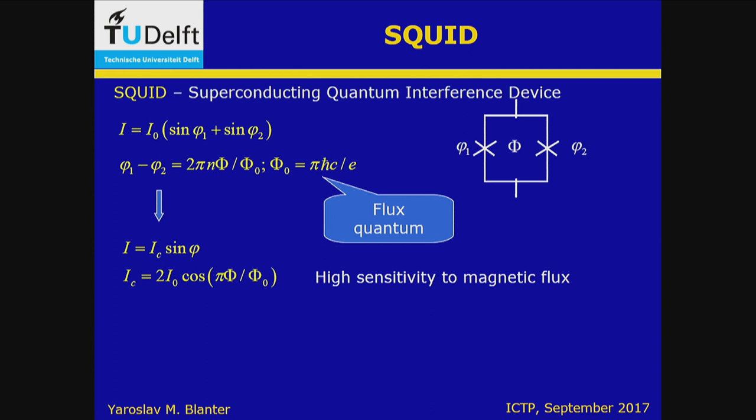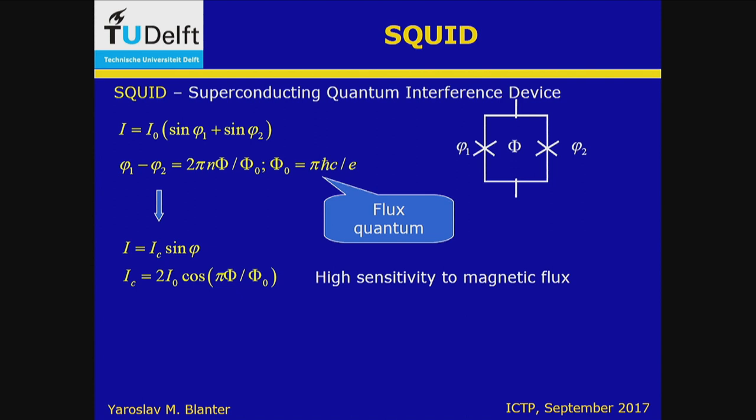Now that's a SQUID. That's a system of two Josephson junctions. We just make a loop. And for simplicity, let's take two identical Josephson junctions. You can also do it if they're different, but for simplicity I'll keep them identical. That's called a DC SQUID, actually. SQUID stands for superconducting quantum interference device. There is also something else called an RF SQUID, which is a different thing. I'm not going to talk about that. So for me, SQUID is DC SQUID.